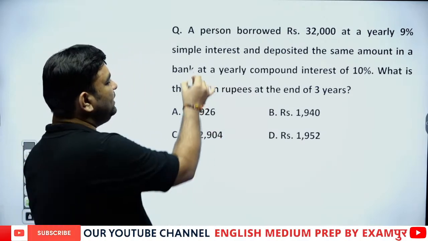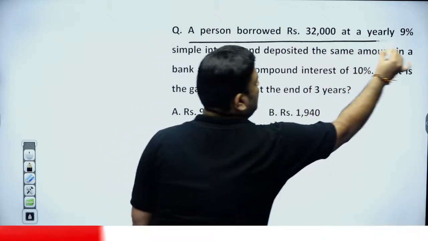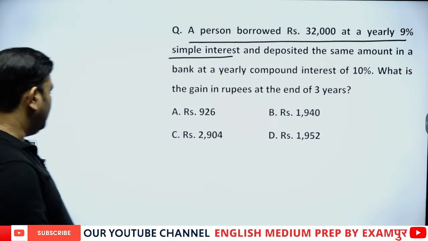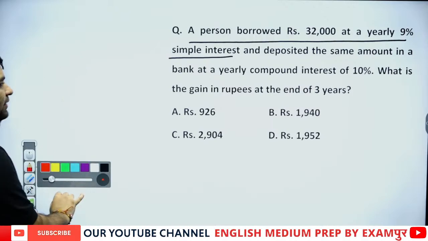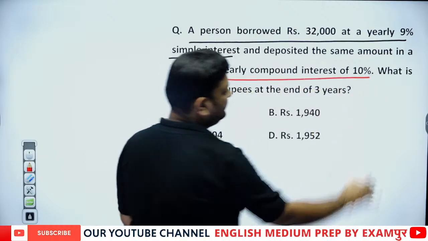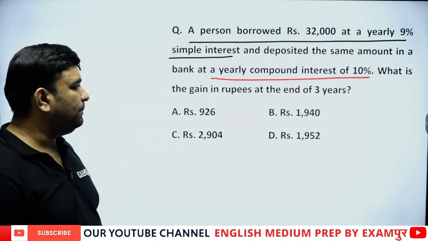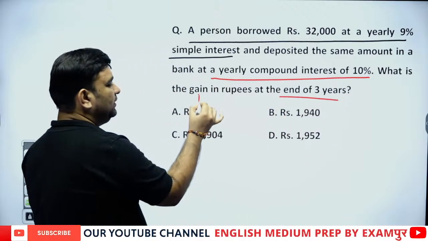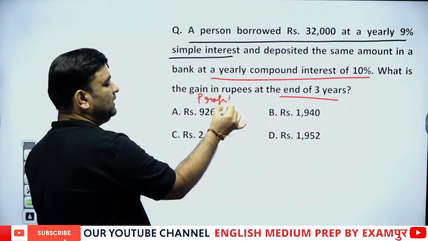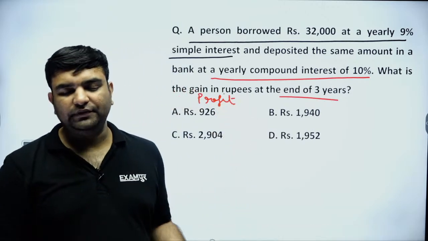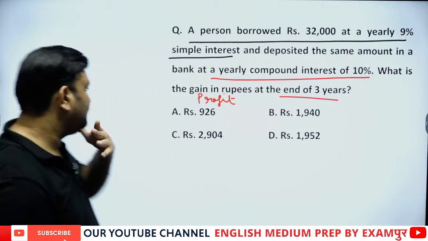So he is borrowing at simple interest and depositing at compound interest. What is the gain? What is the profit of this man at the end of 3 years?